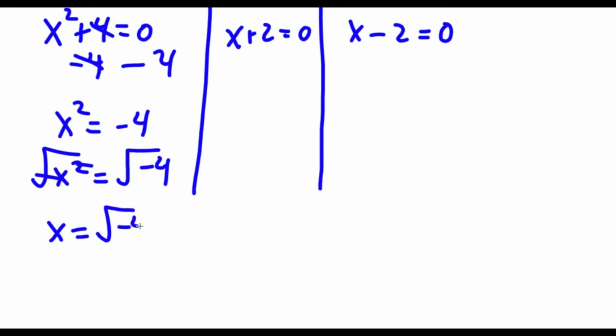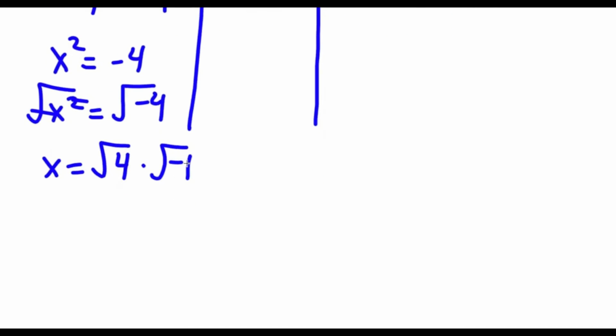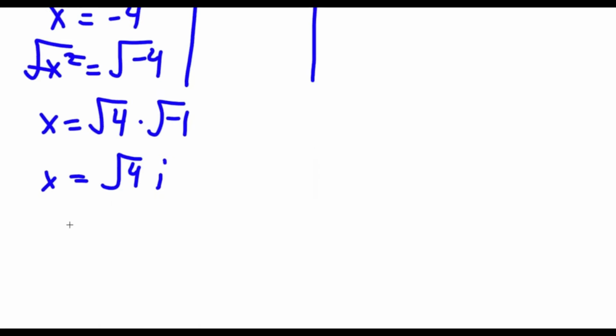That's the same thing as the square root of 4 times the square root of negative 1. And the square root of negative 1, that's equal to i. So now I have x is equal to the square root of 4, i. Now the square root of 4, that's the same thing as positive or negative 2. So I have x equals positive or negative 2i.